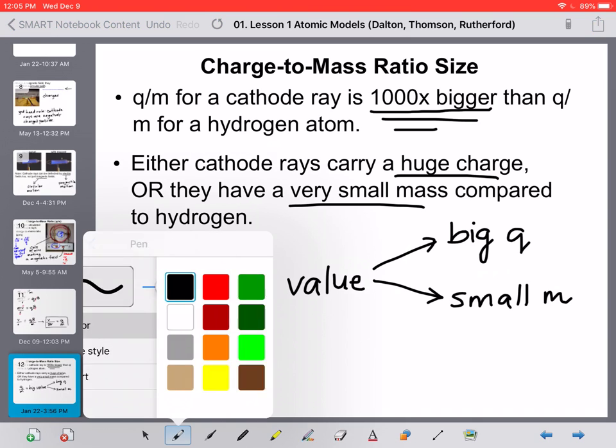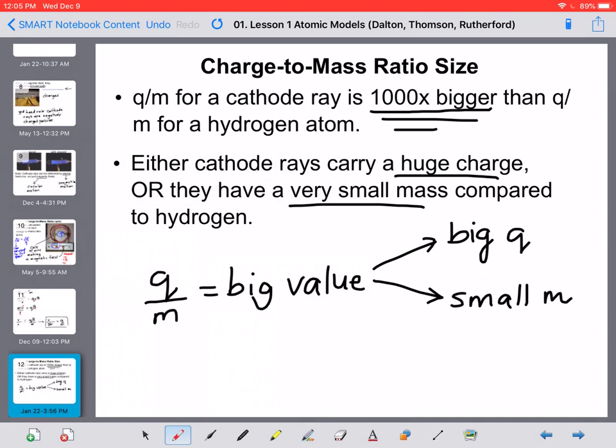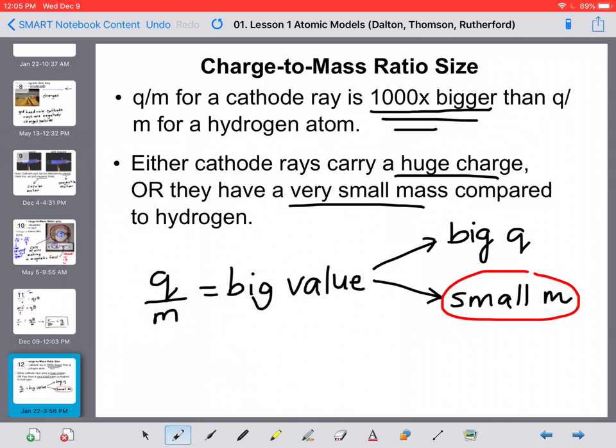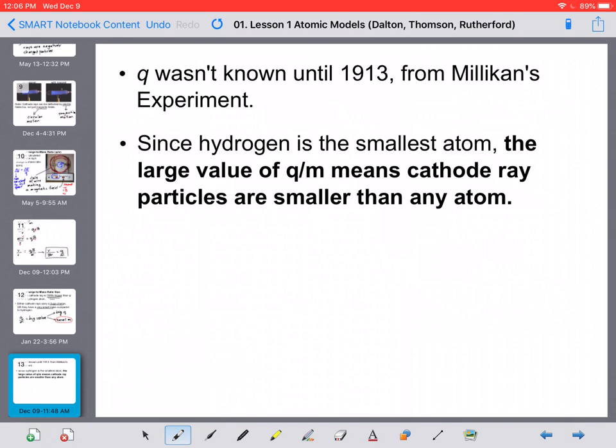Now, we're not going to get into the details of why because it's not important, but based on other work that had been done at the time, Thomson was able to figure out that the reason that q over m is so large for cathode rays is not because cathode rays have a big charge, but rather because whatever particles are making up a cathode ray have a very small mass. The other thing, just to note, is that the value of q wasn't known until later, until 1913 from the Millikan experiment.